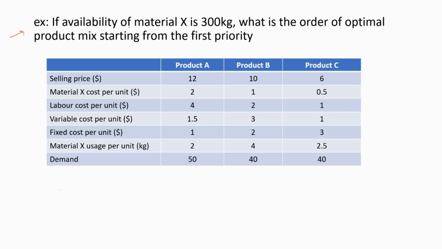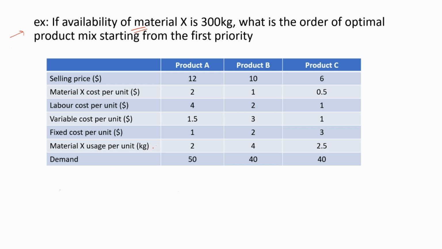As they have given the material X, let's assume this will be the limiting factor. So now let's calculate the total need of material X in order to meet the demand for product A, product B and product C. That way we can identify whether material X is a limiting resource or not. So how can we calculate the total need for each product?